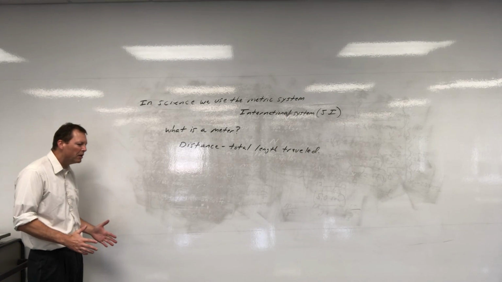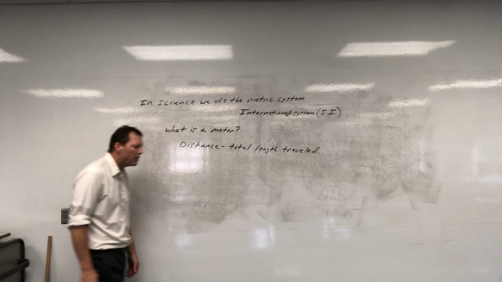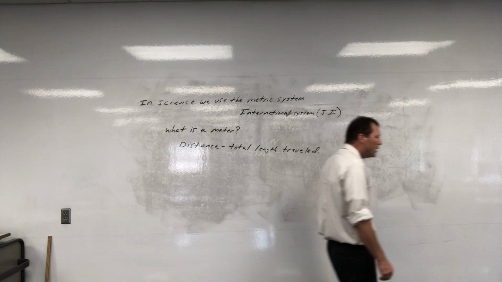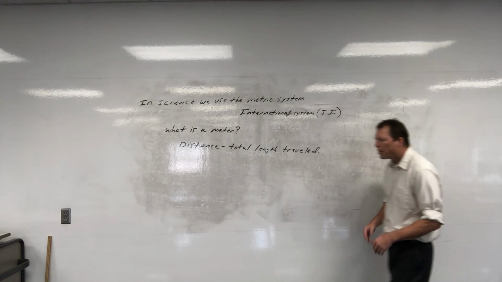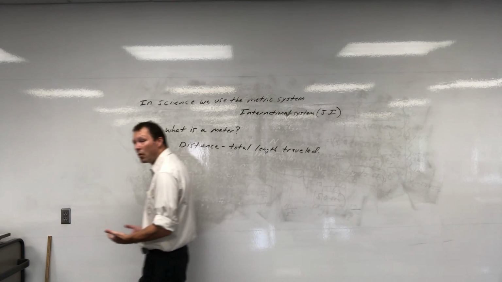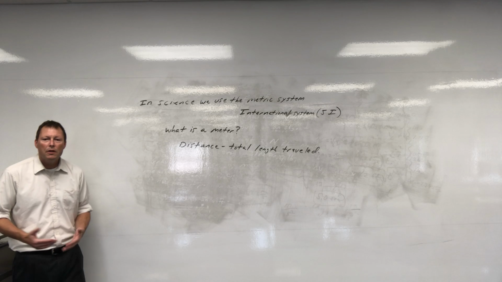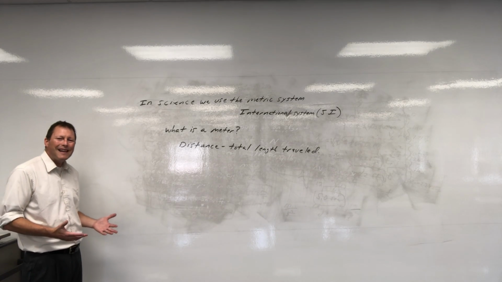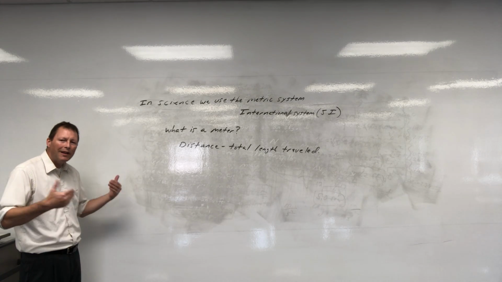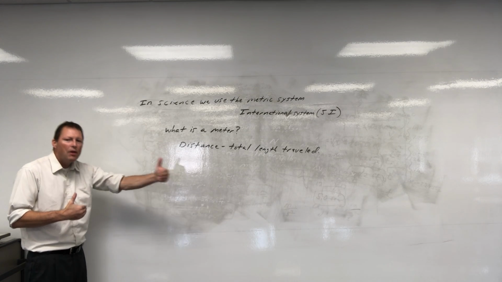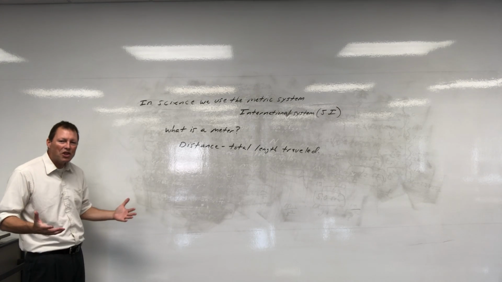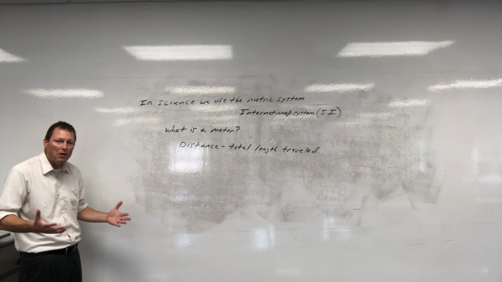Let's go ahead and do this again, a little bit differently this time. I'm going to start here, and I'm going to walk again 3 meters. I'm going to stop, turn around, and walk 3 meters back to where I started. So now, what was my distance? What was my total length traveled? 3 meters in one direction, 3 meters back, 6 meters. That's my distance, 6 meters.